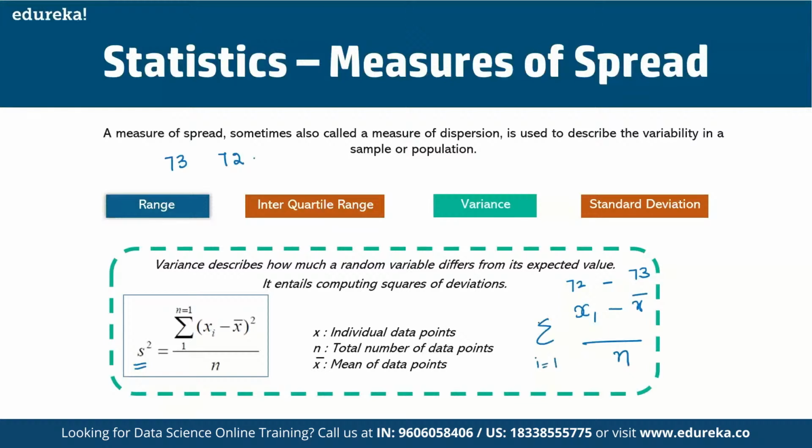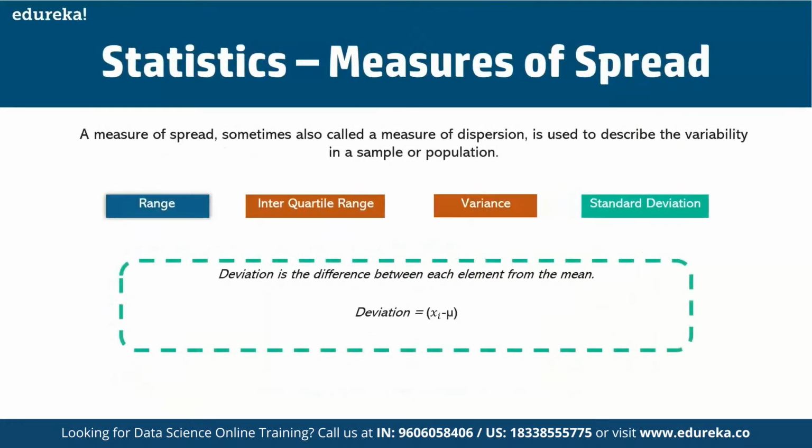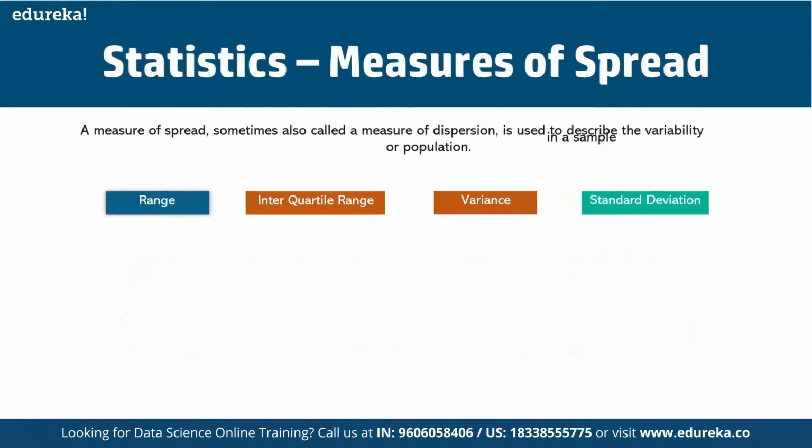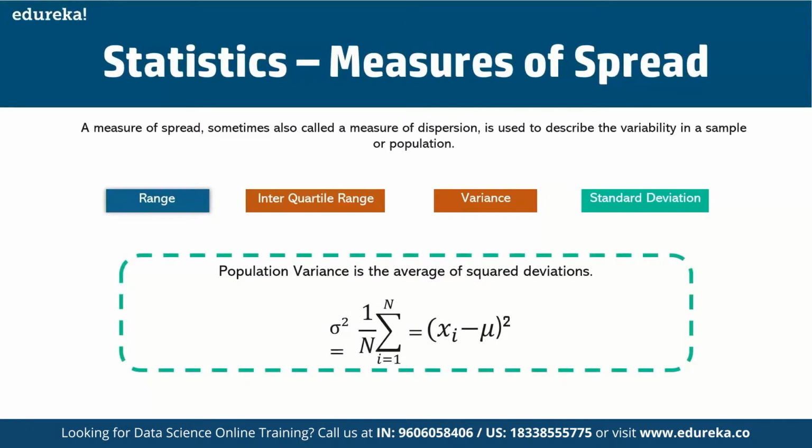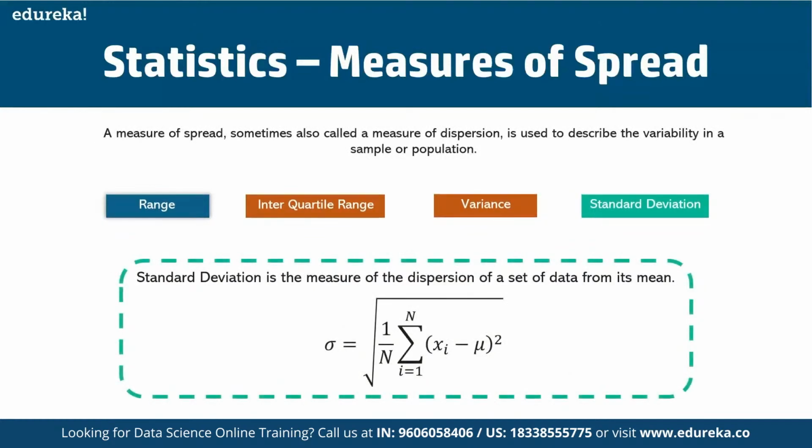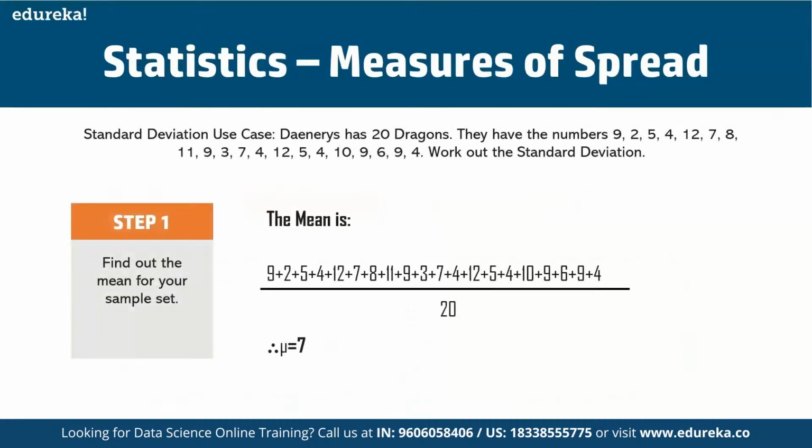I need to do this for every data point. Let's say I have 100 data points. I need to repeat this for 100 data points, and let's say this is your variance, and I'm going to square root my variance to get standard deviation. So here I have my variance, and the square root of that variance is called your standard deviation. So it's a measure of dispersion of a set of data from its mean. How is the spread of data?